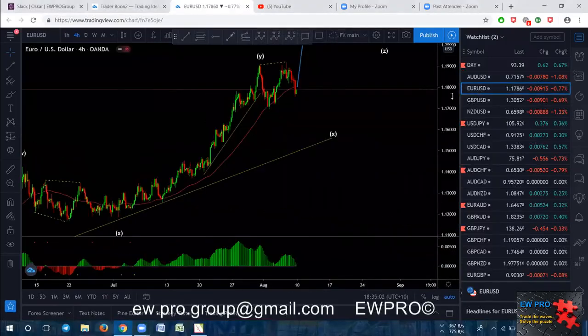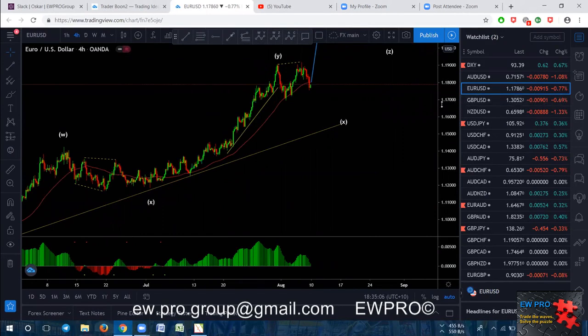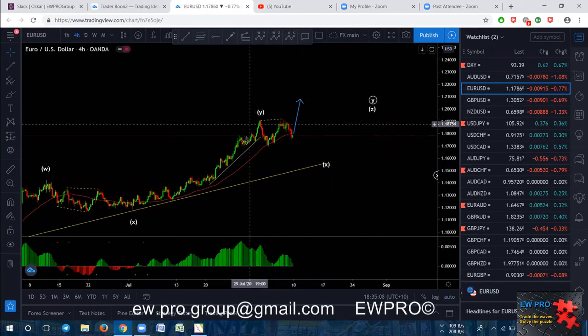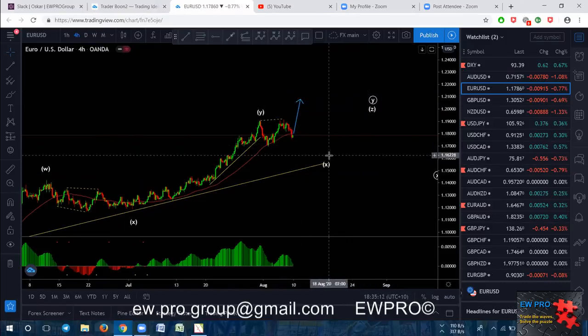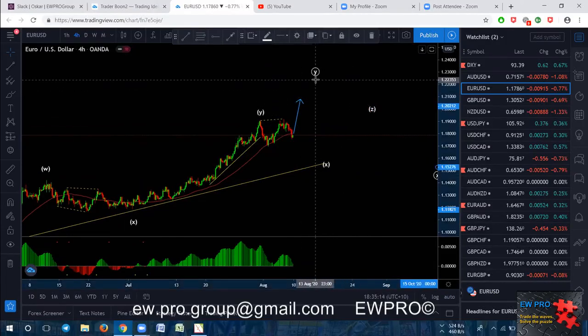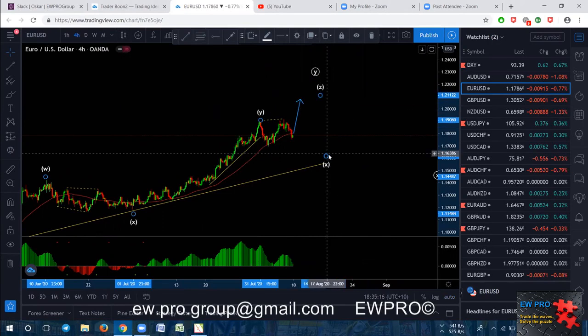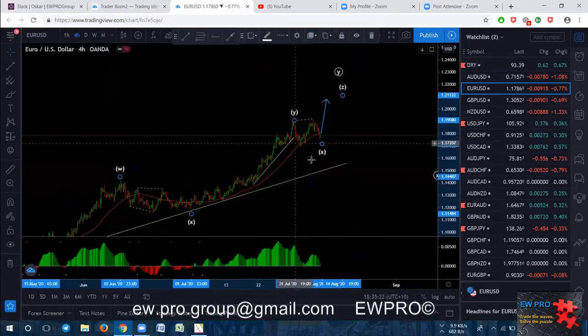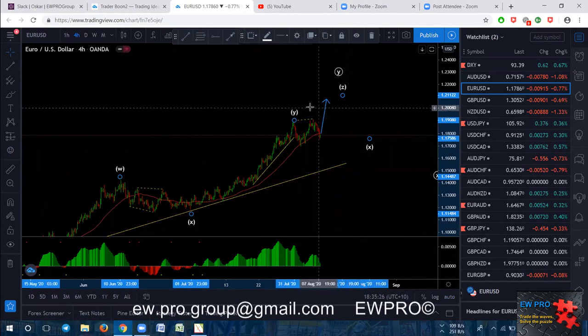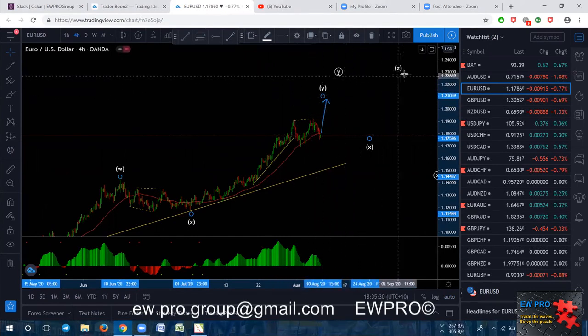Okay, EU, pretty much the same. It's looking like that flat correction for more upside to finish off this Y wave. Now, I don't think this X is even finished either, the internal X here, because this is a lot smaller correction here. So this Y may not be over yet, and it more than likely is not over.